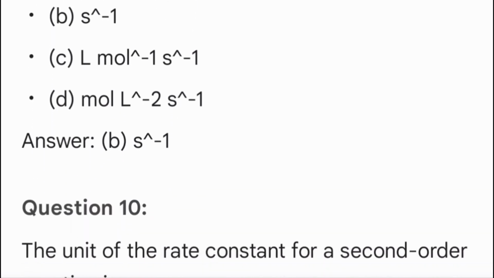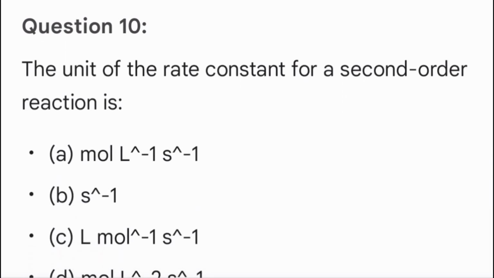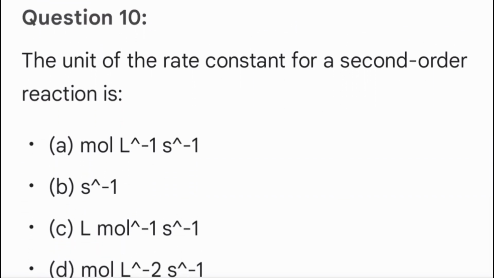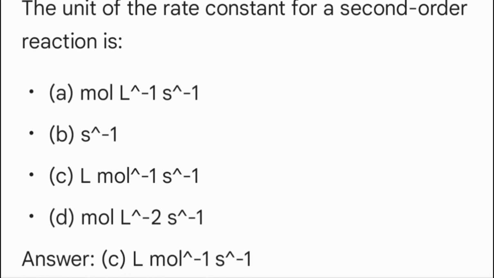Question 10. The unit of the rate constant for a second-order reaction is A. mol L^-1 s^-1, B. s^-1, C. L mol^-1 s^-1, D. mol L^-2 s^-1. Answer, C. L mol^-1 s^-1.